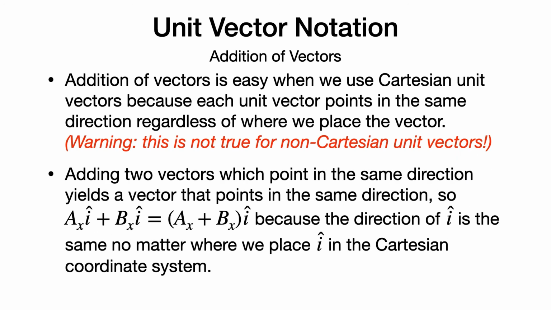Adding two vectors which point in the same direction yields a vector that points in the same direction. So if we add the x component of A times i hat plus the x component of B times i hat, we get the sum of the x component of A and the x component of B times i hat, because the direction of i is the same no matter where we place i in the Cartesian coordinate system. We can simply factor it out because it's the same vector multiplying each of these components.